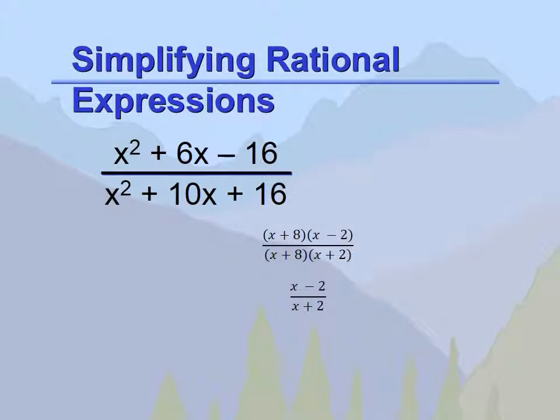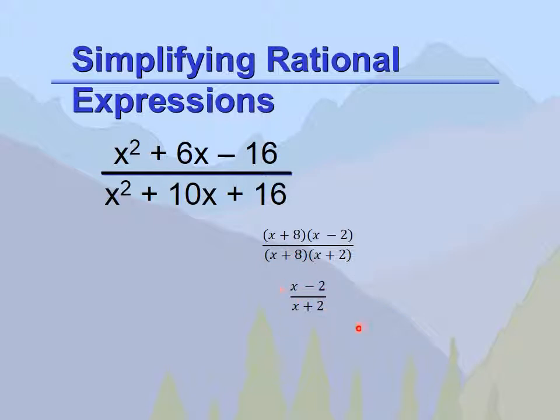Let's do x squared plus 6x minus 16 over x squared plus 10x plus 16. Again, the very first thing we have to do is factor before we do anything else. So x squared plus 6x minus 16, if I use my box method, I end up with x plus 8 times x minus 2. Now I'm going to use my box method on the bottom, x squared plus 10x plus 16, which gives me x plus 8 times x plus 2. Now that I have factored both the numerator and the denominator, I can cancel out the x plus 8, leaving me x minus 2 over x plus 2.